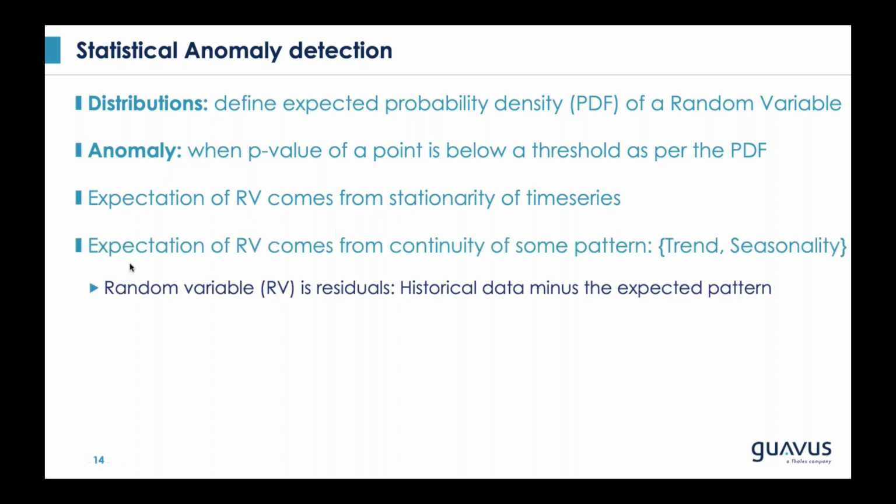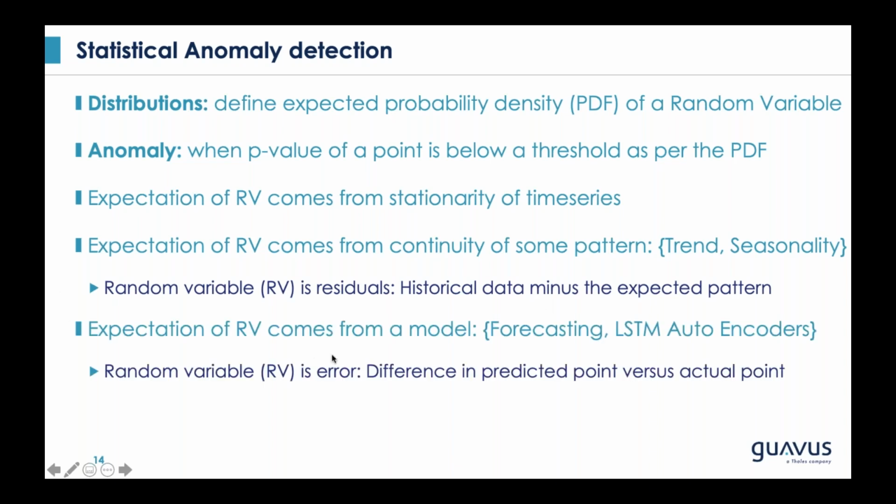In other cases, let's say the expectation comes from continuity of some pattern, like trend or seasonality. In that case, our variable could be the residual, like the original data minus the pattern that we are subtracting. Another case could be where we are fitting a model, let's say a forecasting LSTM. Then the reconstruction error could be the random variable. We are trying to see the differences, the error between the predicted value and the actual value. That becomes the random variable.